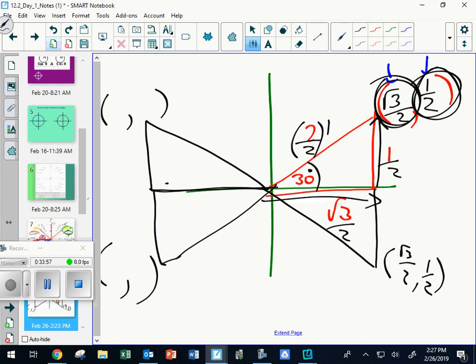The only thing is that there's negatives. When you go this direction, you're going negative. When you're going this direction and down, both of them are negative. And when you're going this direction and then down, the second number is negative. There we go. See, I got part of it all filled out.